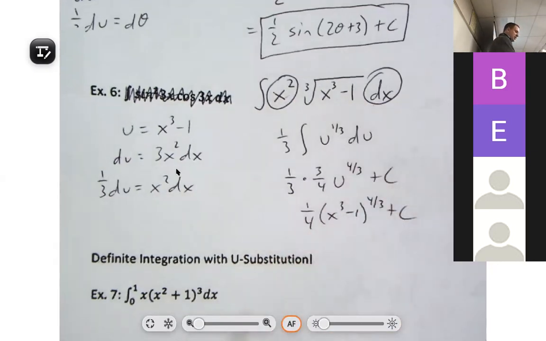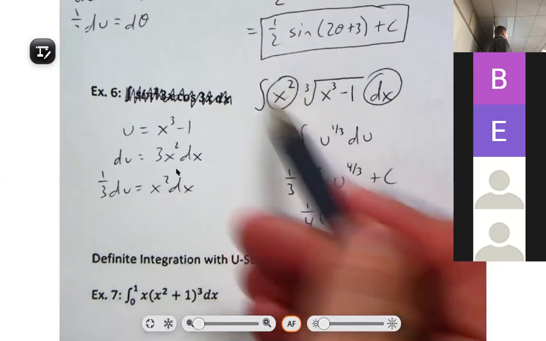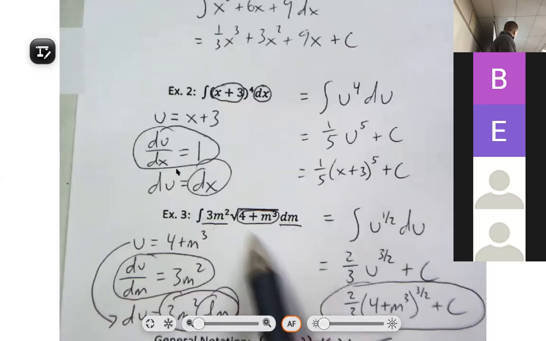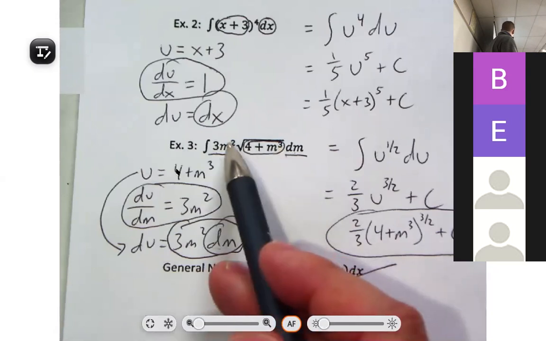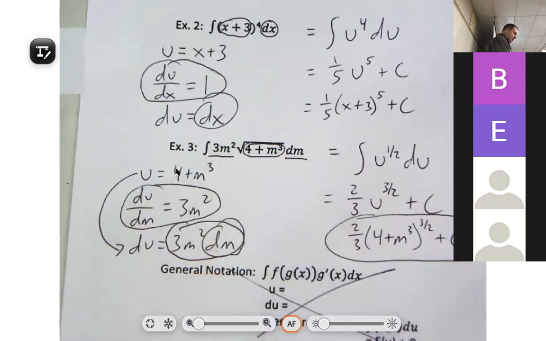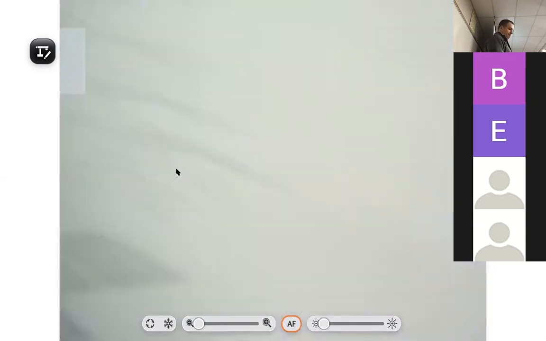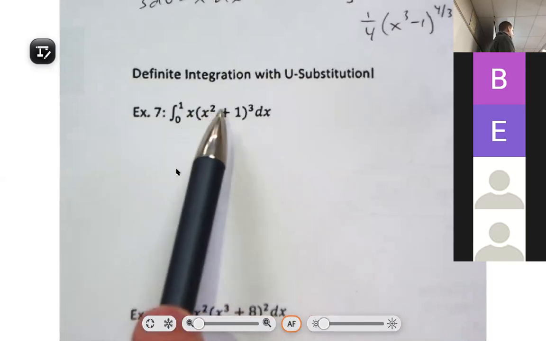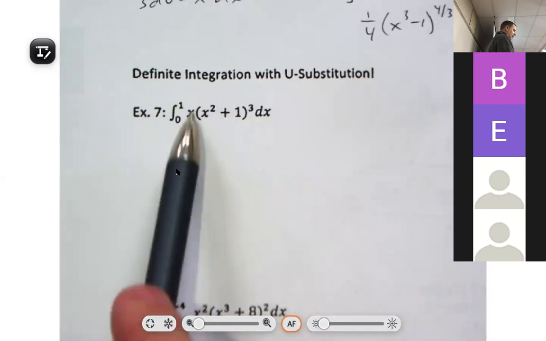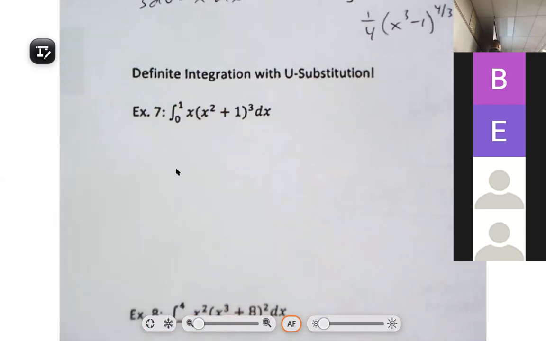Like the derivative of x cubed is like x squared, and x squared shows up on the outside. Or coming back over here, the derivative of 4 plus m cubed is some form of m squared, which shows up on the outside. That's what's happening on these problems. If you look at number 7, same thing happens. The inside function, x squared plus 1, its derivative is 2x, emphasis on the x, which shows up on the outside. So these problems are designed to work, but that's how you can hone in on when you're going to be doing it too.